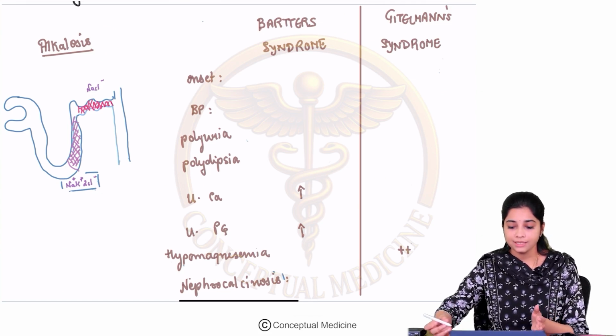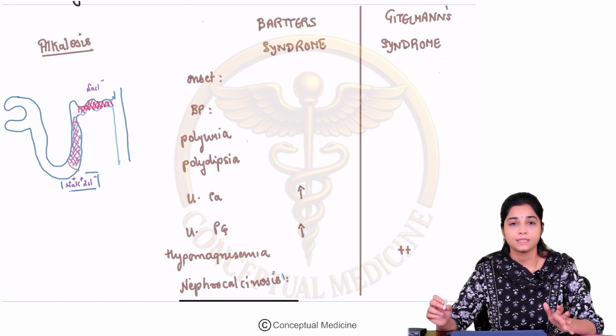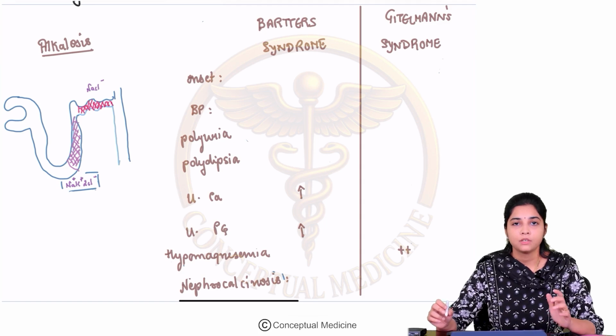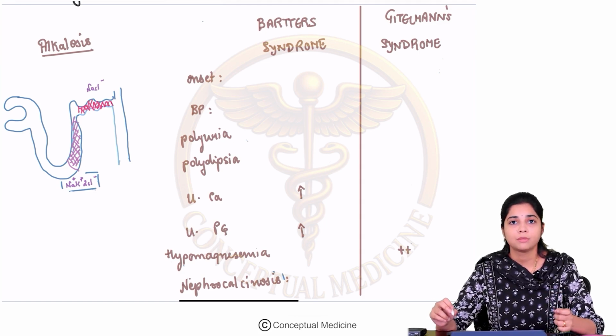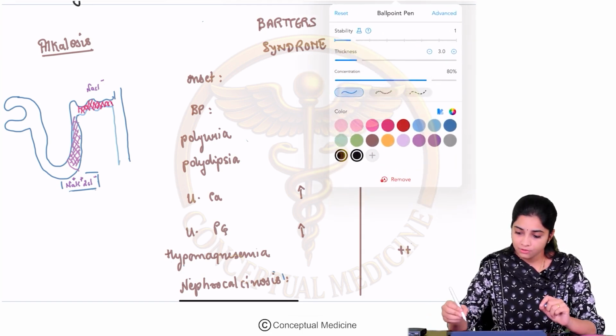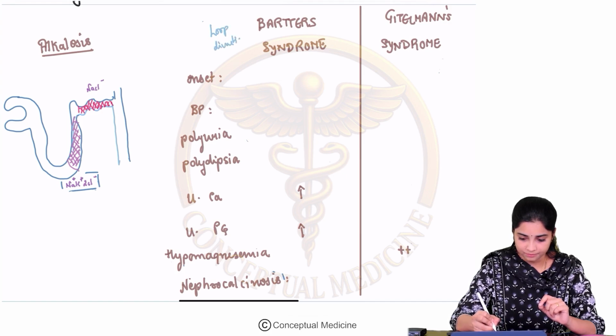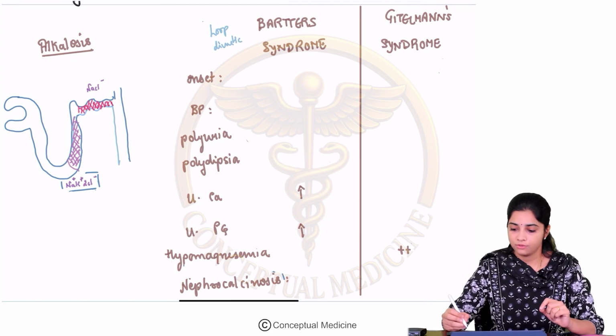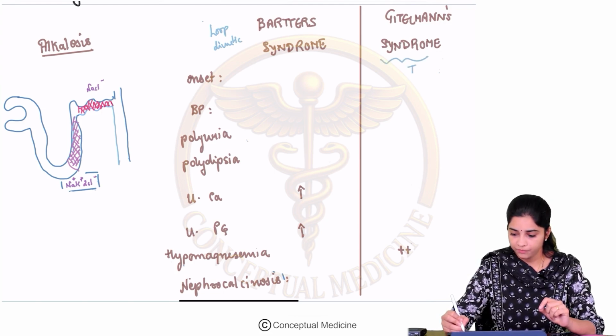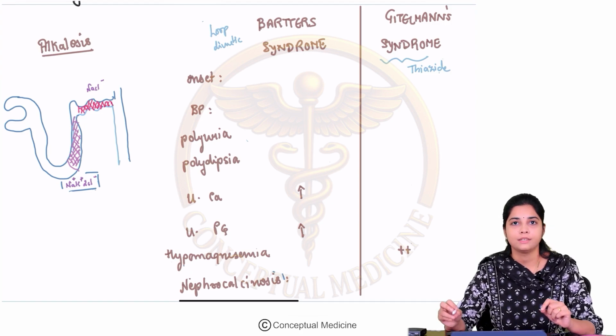So what are the characteristic features of Bartter syndrome and Gitelman syndrome? So I had already discussed that you have to remember this analogy about Bartter syndrome and Gitelman syndrome. Bartter syndrome is basically like a loop diuretic. It acts like a loop diuretic. And Gitelman syndrome is similar to that of a thiazide diuretic. It is similar to that of the thiazide diuretic.